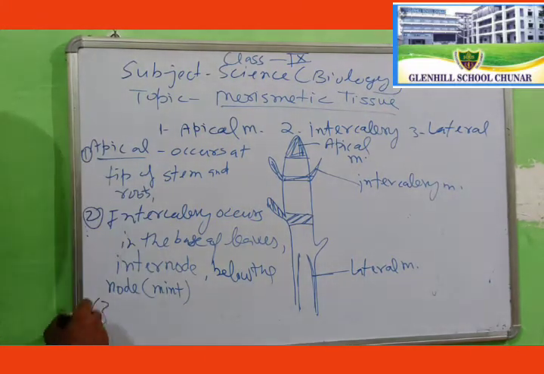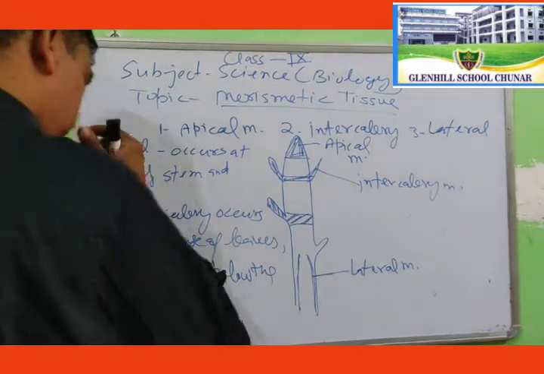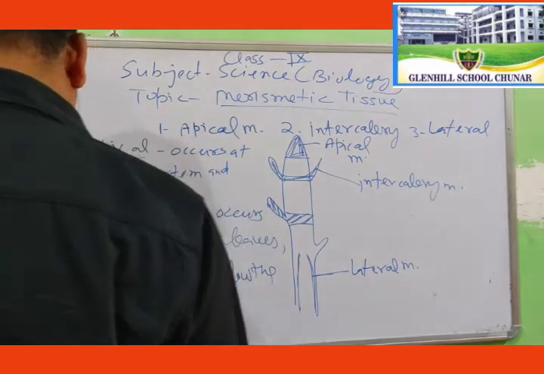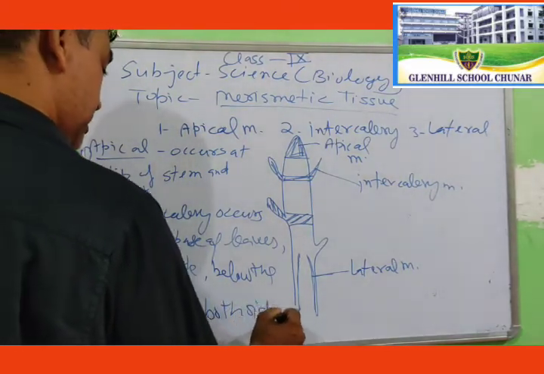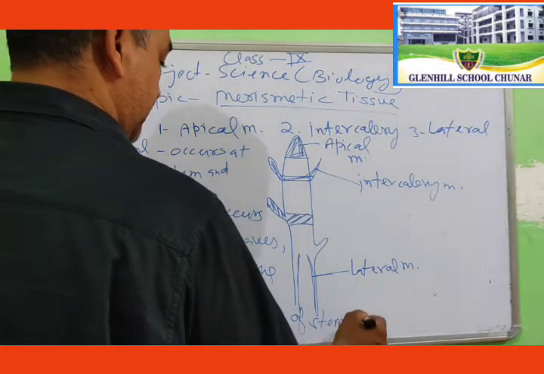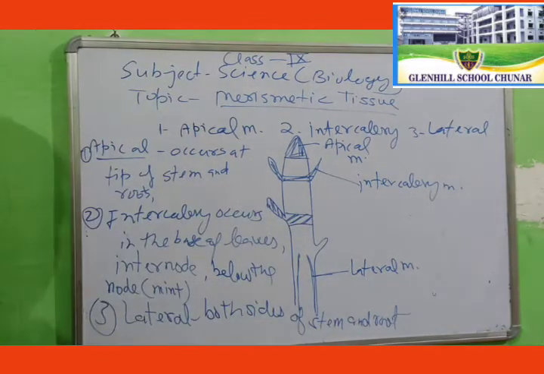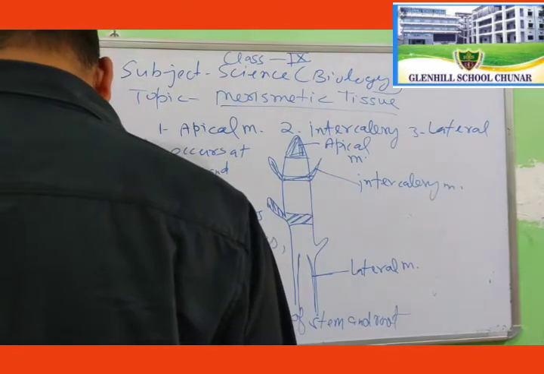And lateral meristem is generally found on both sides of the stem and root. Both sides of the stem and root.